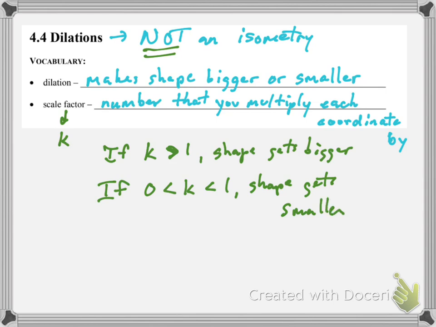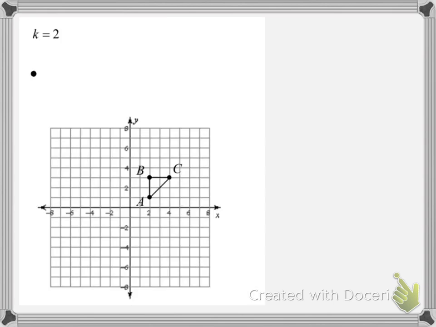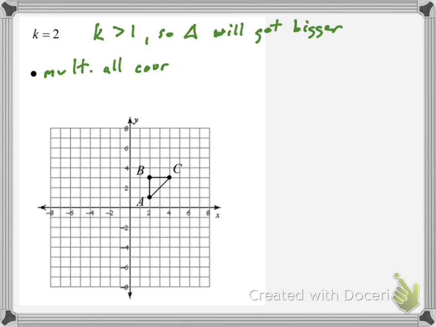Okay, so really all we're doing here is they're going to tell us what the scale factor is. We're going to find the original points, and then we're going to take all those coordinates, every single number, and multiply by K. So for example, here K is 2. K is bigger than 1, so our triangle will get bigger. So what this means is multiply all coordinates, x and y, by 2.